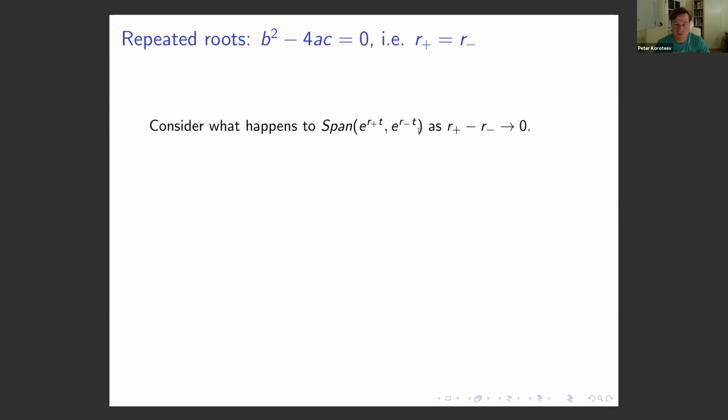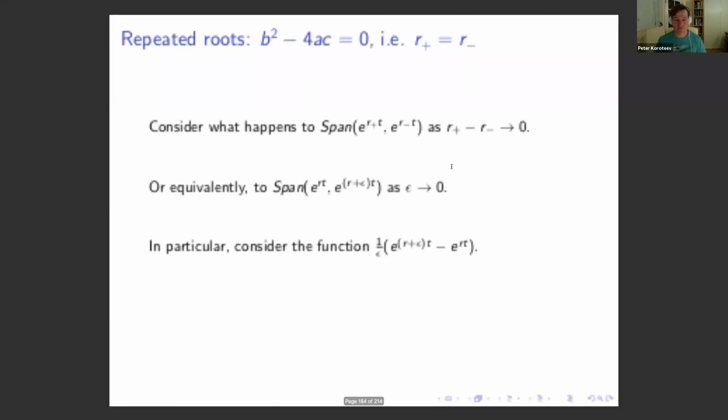When we have two different solutions which are linearly independent, e to the r plus t and e to the r minus t, as r plus minus r minus approaches 0. Or we can relabel them like this: e to the rt and e to the r plus epsilon t, and set epsilon to 0 and see what happens.